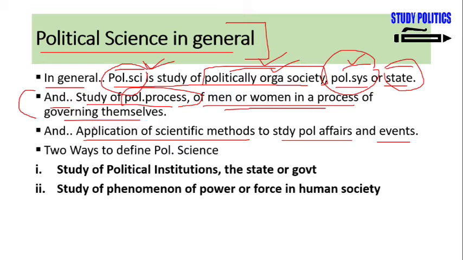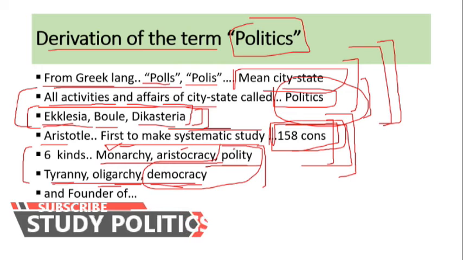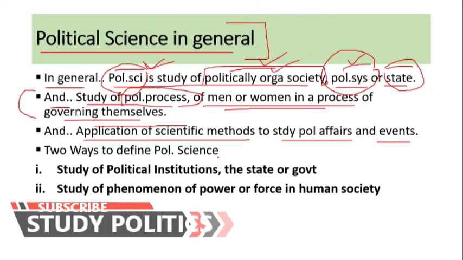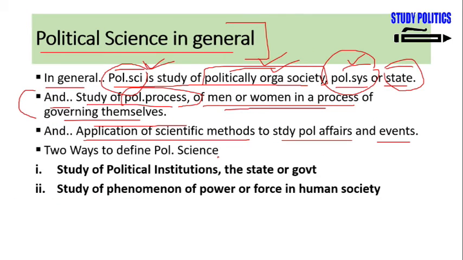Similarly, application of scientific methods to study political affairs and events. So political science is also concerned with this. As I told you earlier, Aristotle was the first one who made a systematic study of 158 constitutions, and on the basis of this he arranged three best and three worst constitutions, and hence he laid the foundation of the science of politics, since he applied scientific methods.